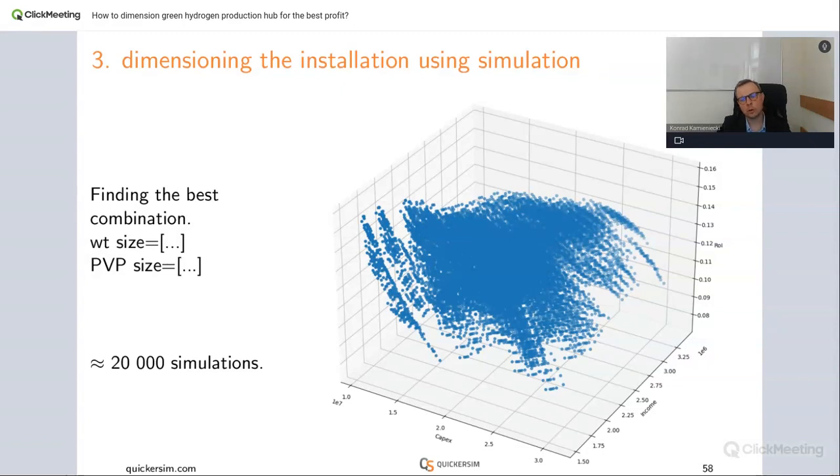The criterion was to have as high an ROI as possible, but also high income in this installation, because ROI will be high when capex is low. So this is one of the possibilities, but when capex is low, income can also be low. So this is the point here. But I want to find some balance between income, capex and ROI.